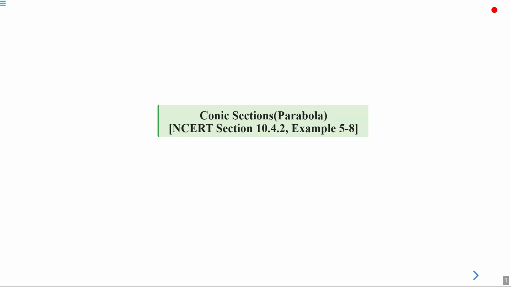Hello students, welcome to this lecture on Conic Sections. In this lecture, we will discuss NCERT section 10.4.2 and we will discuss examples 5 to 8.